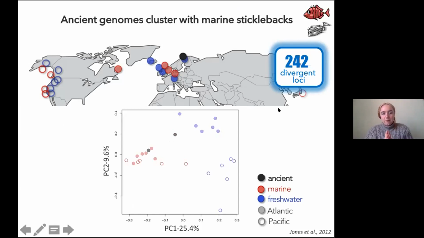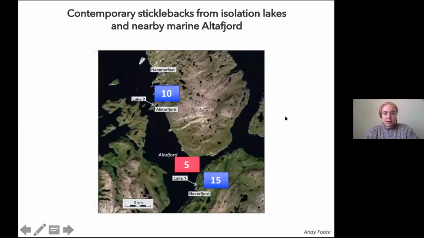Yeah, so now we have seen that the ancient samples cluster with the Atlantic and the marine sticklebacks, but we actually want to know whether they are also similar to the local stickleback population. And for that, we got some contemporary samples from these lakes and also a nearby marine population. So we got 15 stickleback from Lake 1, from Klebanet, then 10 from Lake 2, and 5 from the sea near Lake 1. These samples are called Altafjord.